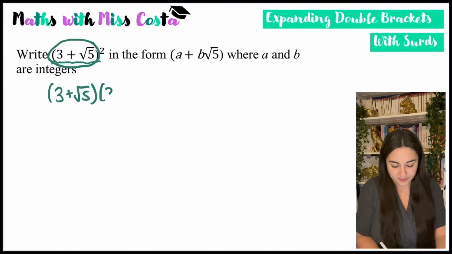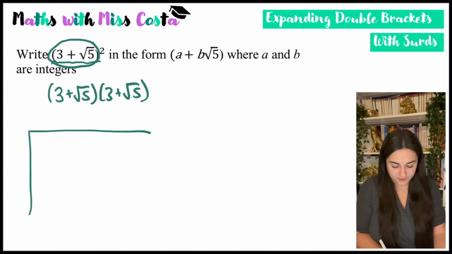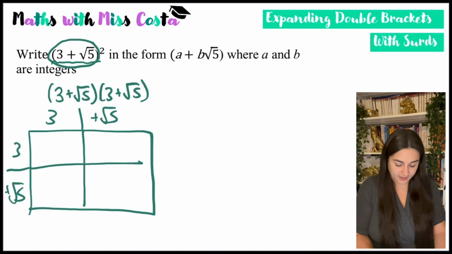So the whole bracket is going to be multiplied by itself. So I'd write it out like that. Now I'm just going to do the grid method just because it's foolproof, because you definitely make sure you don't miss any terms. So 3 plus root 5 up here, 3 plus root 5 up here, and then I'd multiply each term.